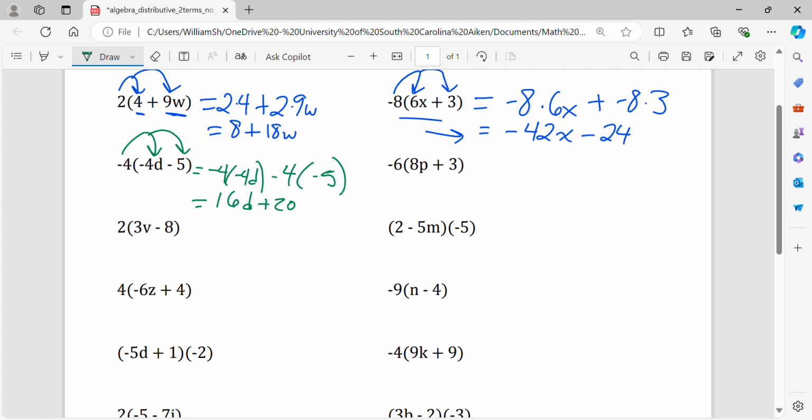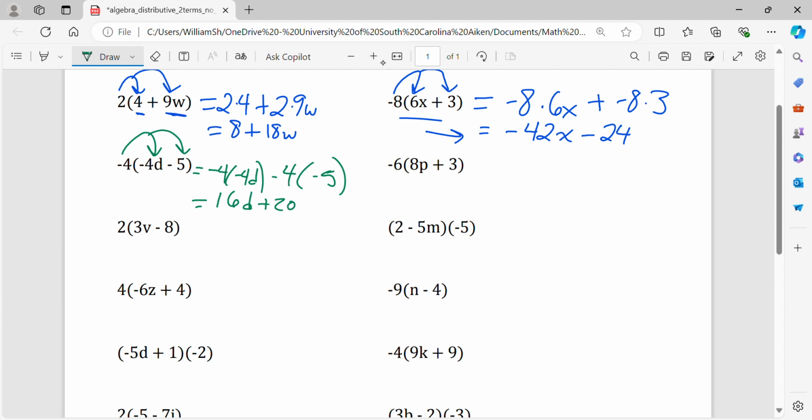Okay? Don't lose track of your negatives here. It can be very easy to do. That's why I tried to write it consistently for you here. Okay? Negative 4 distributed to the negative 4d. Negative 4 also distributed to the negative 5. Negative times a negative gives us a positive in both cases, and we simplified it down. Now let's look at the next one.